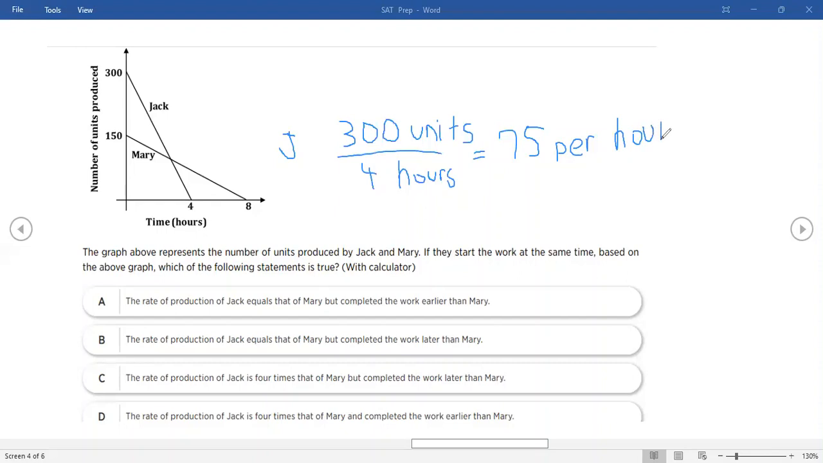So this definitely is a rate problem, and he produces 75 of these objects every single hour. Now contrast that with Mary. What is this? They're trying to make the girls look bad here, it looks like. But for Mary, we get what? You can leave the units out. I mean, we know it's units per hour, but for Mary, it's 150 over 8, right? 150 over 8.